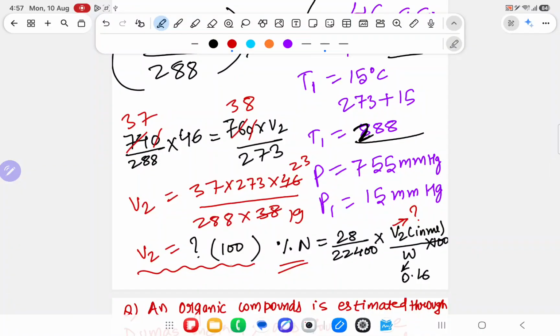I have not solved it. I have just written 100 as an approximation. I am not saying 100 will come, you also know that, but calculate it. The calculation is a little bit complicated in this chapter, so practice the calculation. After that, up to now it is not completed. You have just found V2.